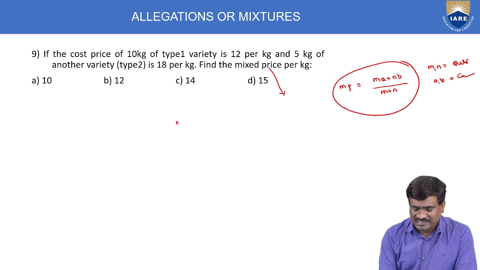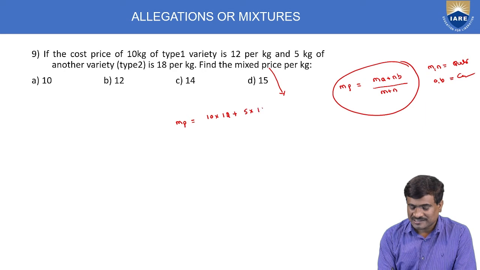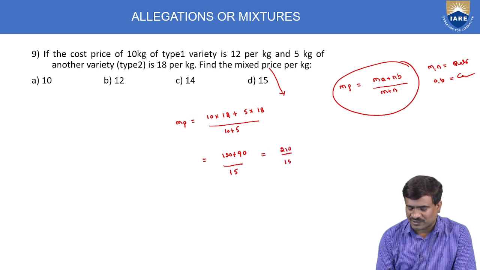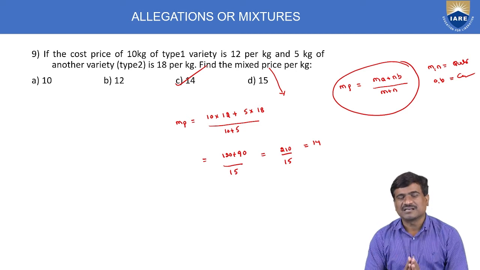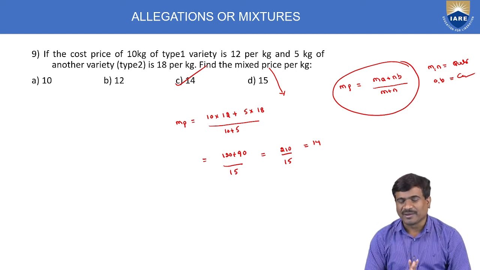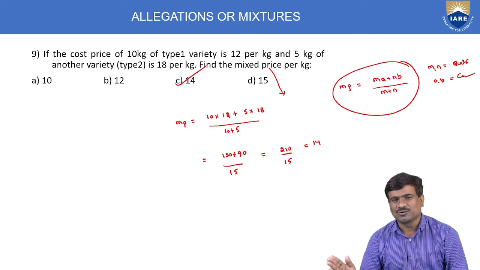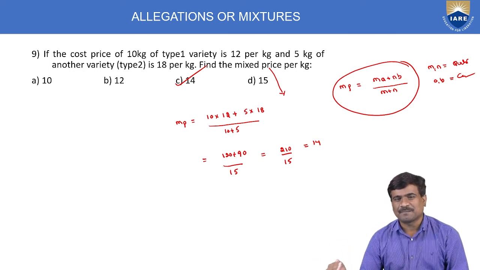Mixed price is equal to M is 10 kg, price 12 per kg, N is 5 kg, price 18 per kg, divided by M plus N, 10 plus 5. That is 120 plus 90 divided by 15, which is 210 by 15, 14 per kg. Option C only is correct. Mixed price or mixture price method: MA, NB, OC and so on, divided by M plus N plus O and so on.